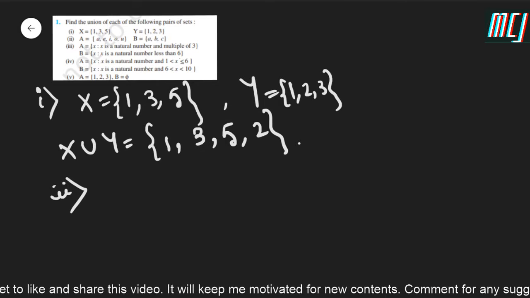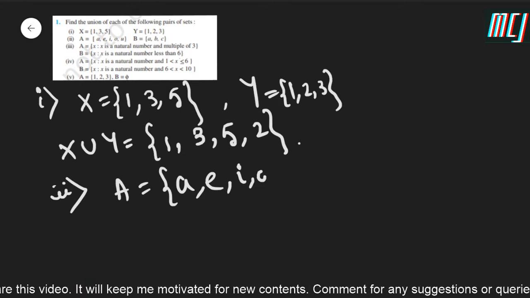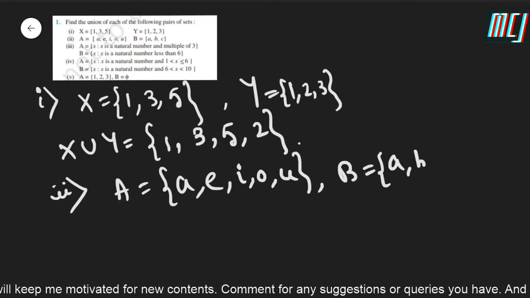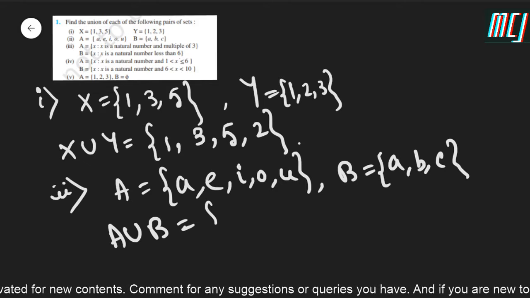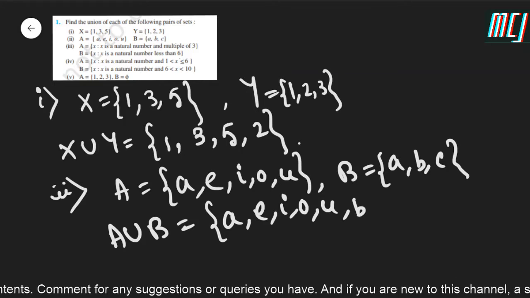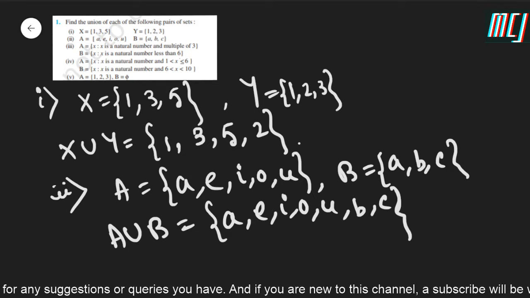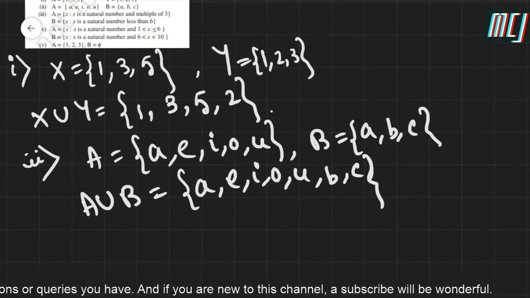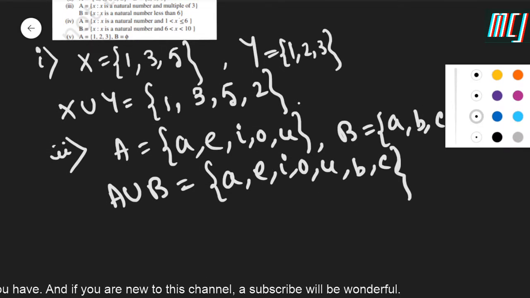It is like A equals {a, e, i, o, u} and B equals {a, b, c}. Okay. So A union B is equal to, again the same thing, {a, e, i, o, u, b, c}. Okay. Now moving to the third one. Third question.